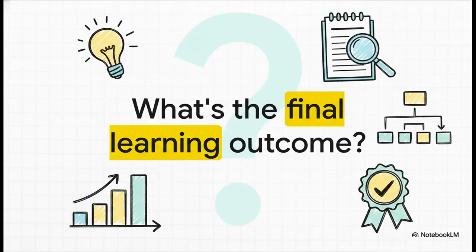So ask yourself this, when this lesson is totally done, what should the learner be able to do? Not just know, but do. Should they be able to label a diagram, solve an equation, write a paragraph? Having a clear outcome literally shapes the entire lesson from the ground up.